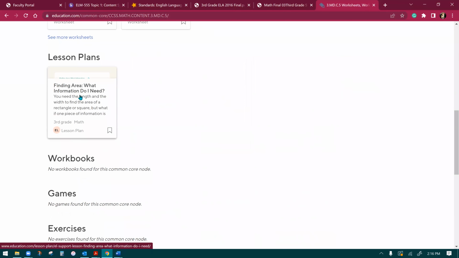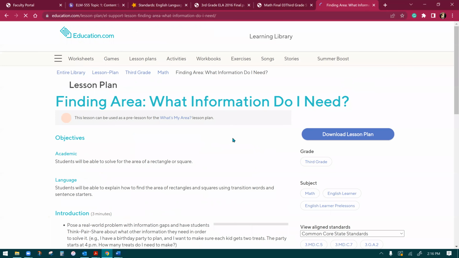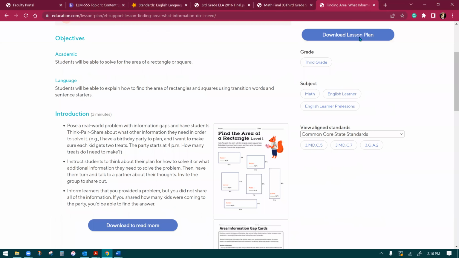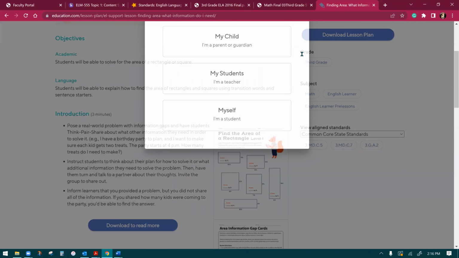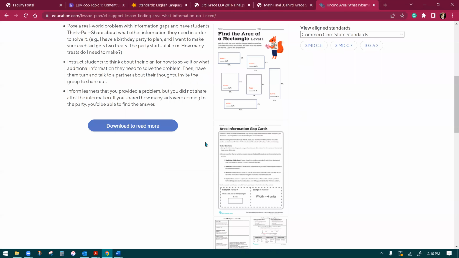There we go. There's a lesson plan. You are more than welcome to use this, but when I click download lesson plan, it's going to make me log in and I don't have any more free ones. So you have to share it with me or I cannot see it.